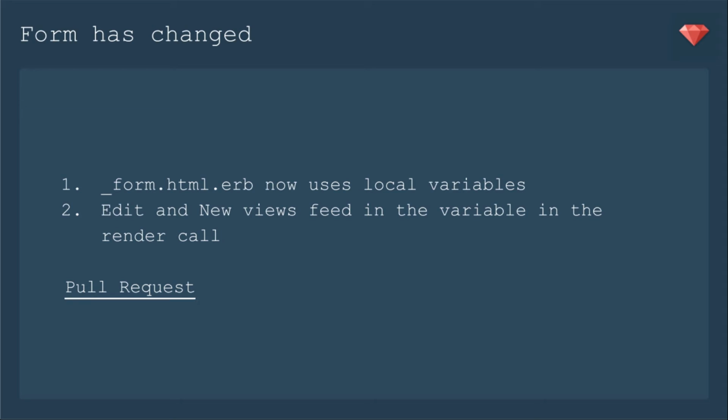Now, a few small things have changed. Now your form is going to use local variables. That's more the convention these days, so they've gone ahead and put it in the generator, that the edit and new views are now going to feed the variable into the render call, but the form itself will have the local variable. And I've linked here the pull request if you want to read more about that.